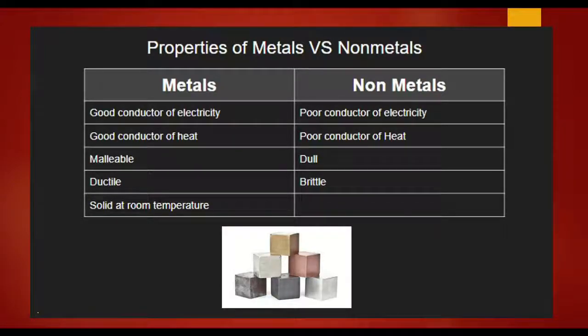Now we have properties of metals versus properties of nonmetals. Nonmetal elements are located on the right side of the table, while metals are located on the middle and left side of the periodic table. Metal elements are known to be shiny, good conductors of electricity and of heat. They are known to be malleable, ductile, as well as solid at room temperature. Nonmetals, on the other hand, are poor conductors of electricity, poor conductors of heat, dull, and they are brittle.